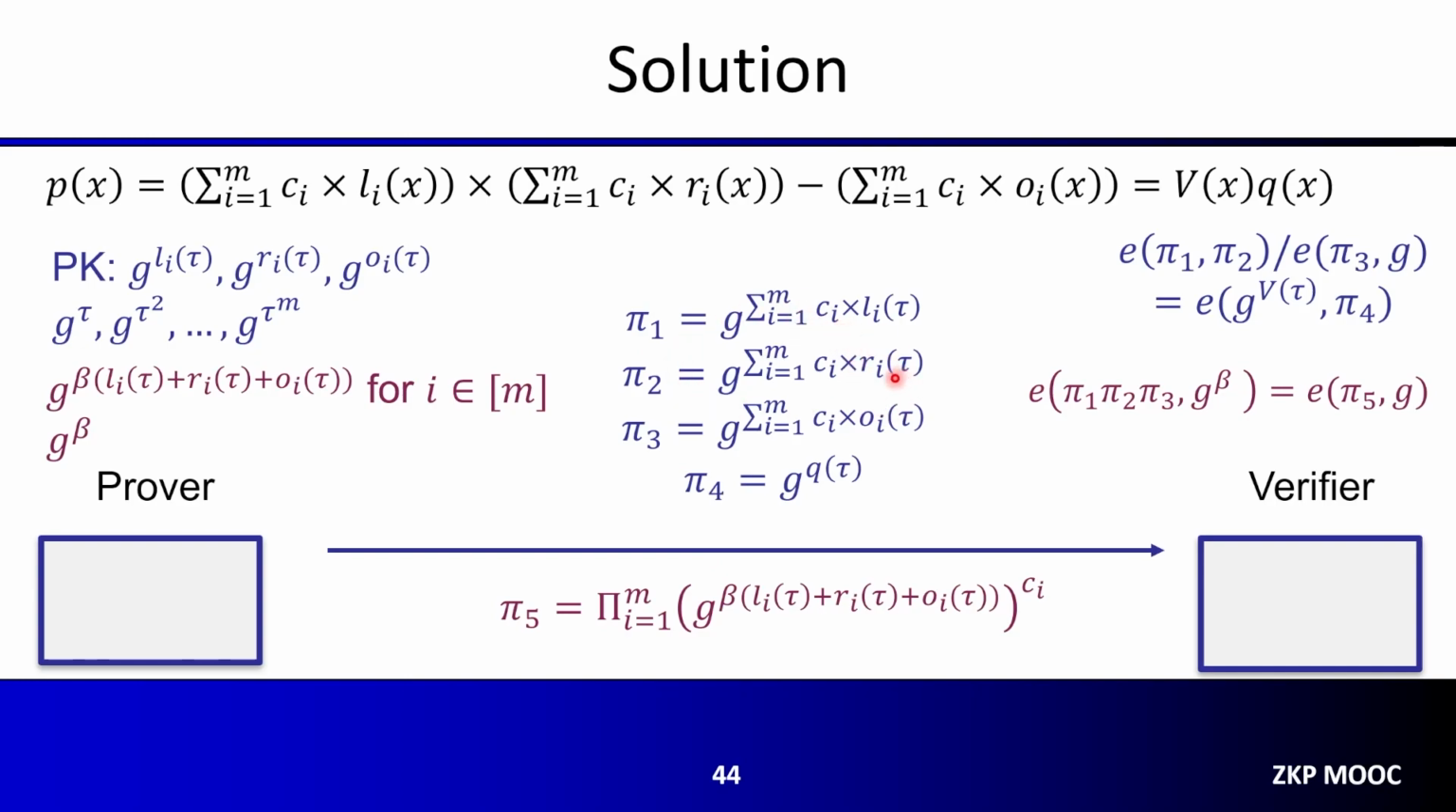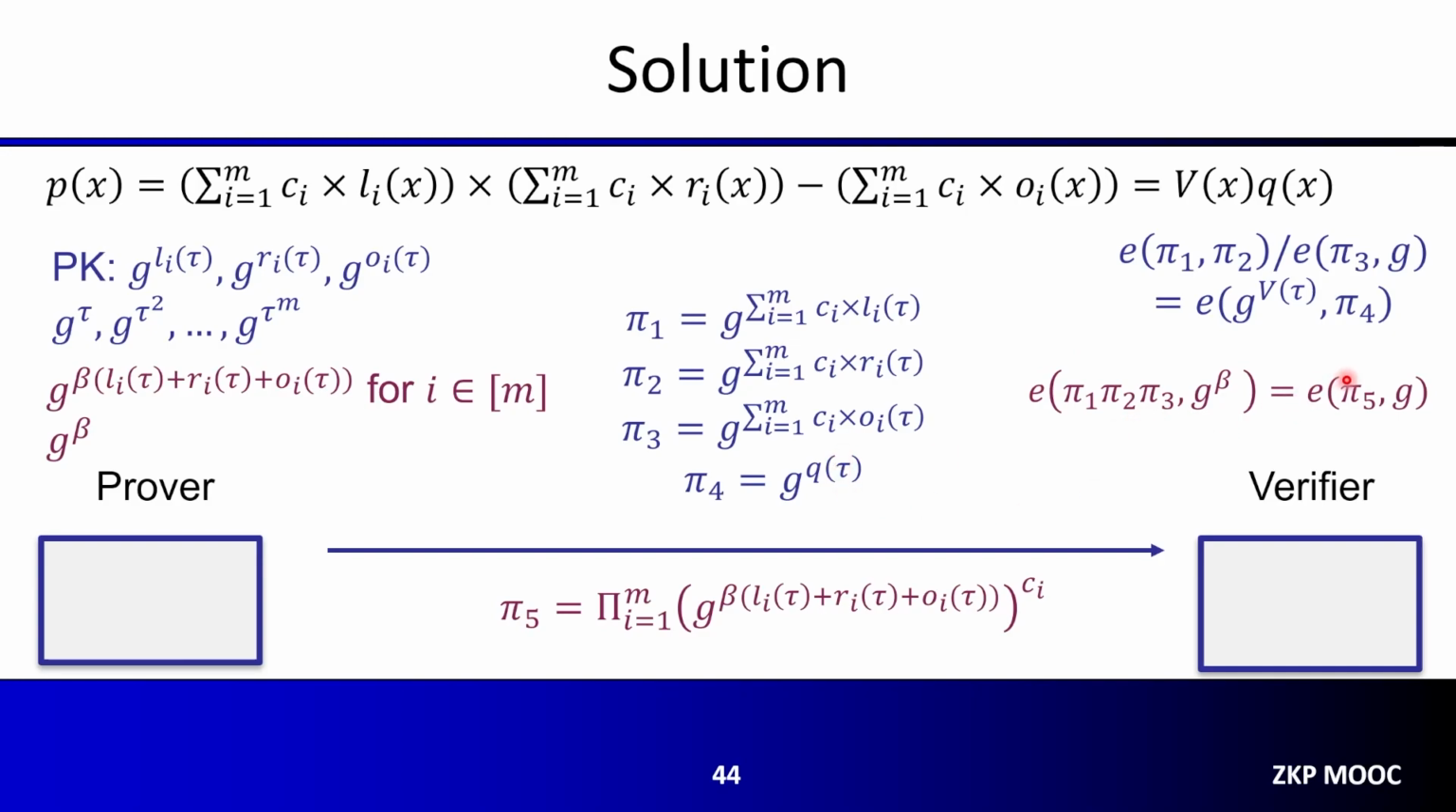if these are generated honestly using the same CIs. So you can see here that if the prover is using the same Ci in pi 1, pi 2, and pi 3, if we multiply pi 1, pi 2, and pi 3 together, multiplication gives you summation in the exponent, and for each i, there will be a common factor of Ci in the exponent. So because of that, we can actually extract the Ci out of the computation, and that gives us the summation of Li tau plus Ri tau plus Oi tau together times Ci in the exponent. And that's what we're doing exactly here on the left-hand side of this new equation to check.